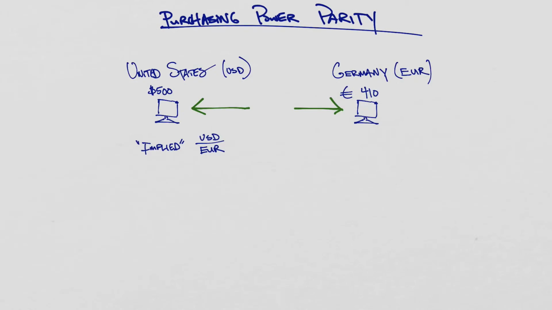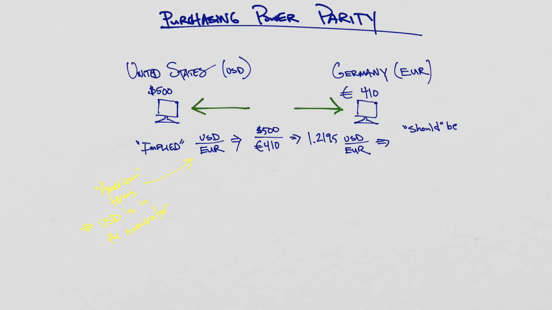So here, with these numbers, our implied or theoretical rate of exchange between the United States and the euro should be $500 in the United States compared to 410 euros in Germany, which means the implied rate of exchange should be 1.2195. And that is dollars per euro, because here we have the price of one television in the United States versus the price in Germany. So this is what the currency should be if the world works according to purchasing power parity.